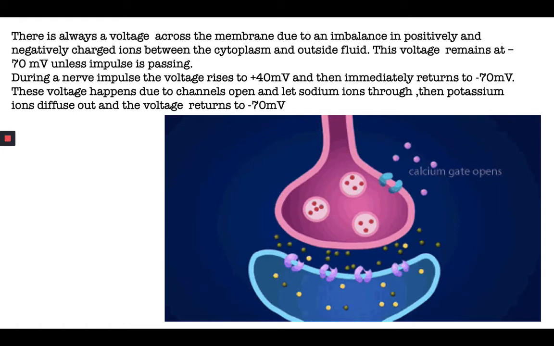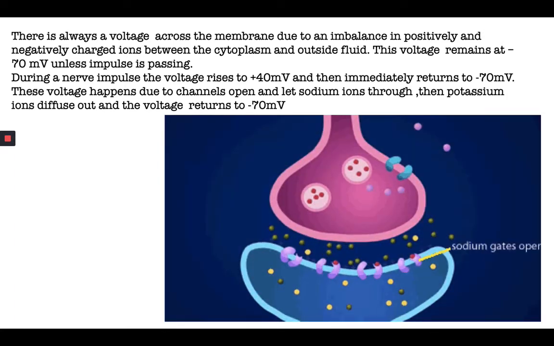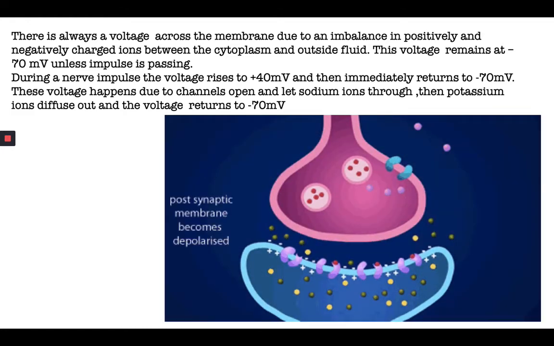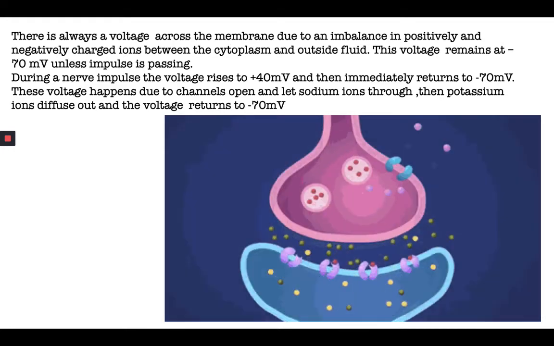There is always a voltage across the membrane due to an imbalance in positively and negatively charged ions, and the voltage remains at minus 70 millivolts unless an impulse is passing. So the resting potential is minus 70 millivolts. When the neurons don't get any impulse, they remain at minus 70 millivolts. But during a nerve impulse, the voltage rises to plus 40 millivolts and then immediately returns to minus 70 millivolts. So for nerve cells, it's all or nothing. Either they get the impulse or they don't get anything.